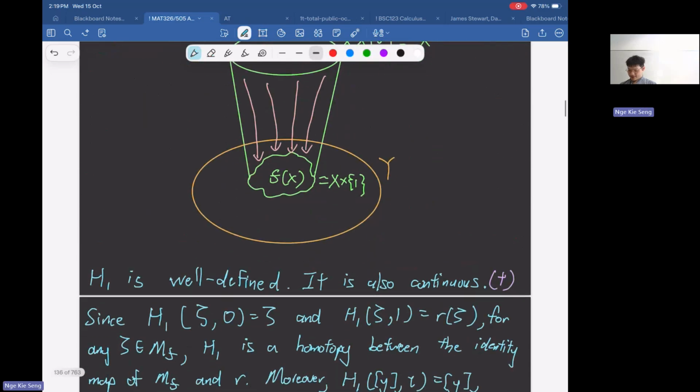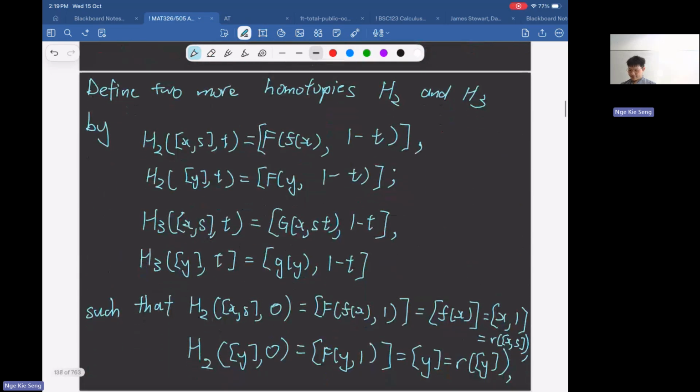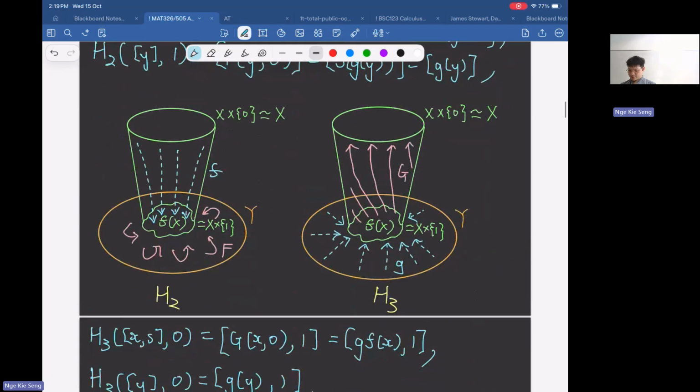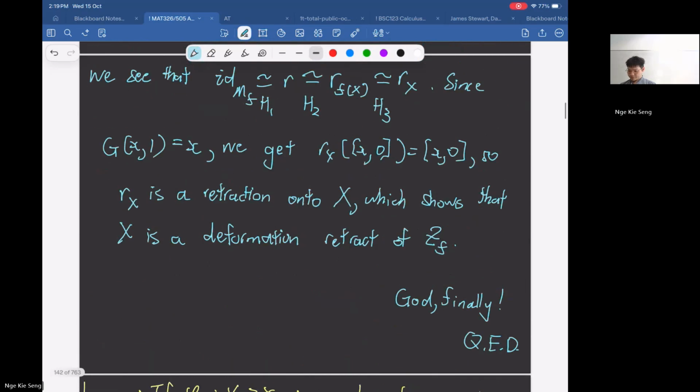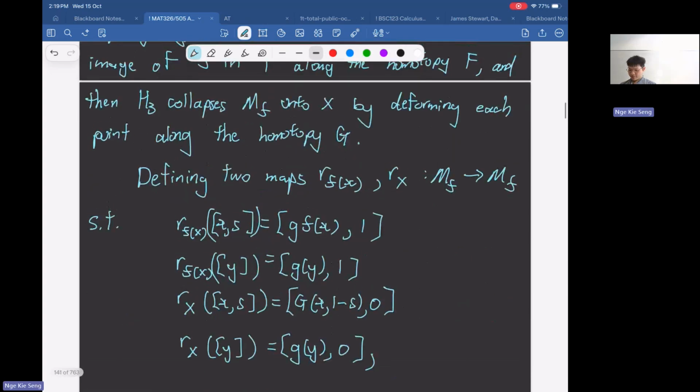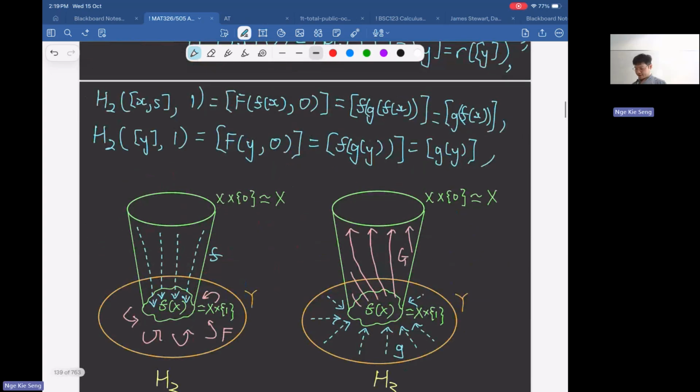So I also put some picture here. You can try and go through this proof here. Very fun. Actually, this proof requires the homotopy equivalence property. You rely on the homotopy to help you build this homotopy.